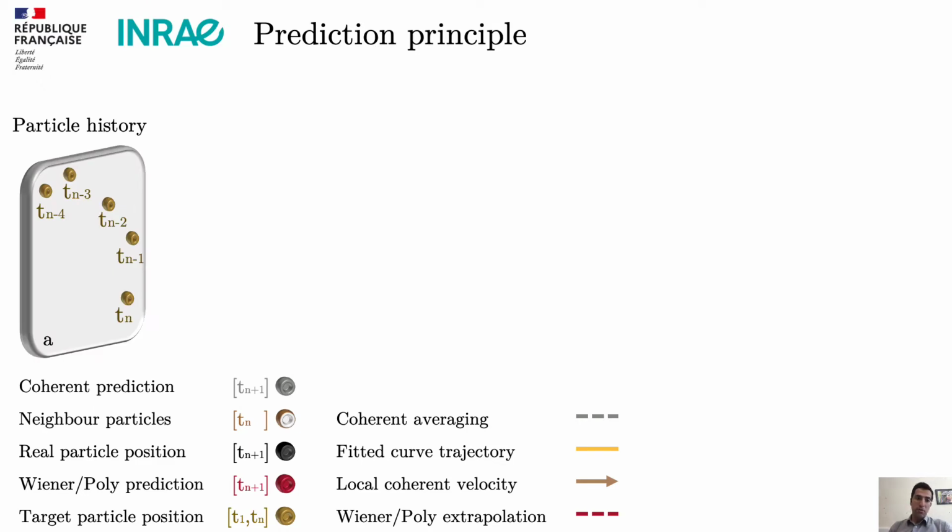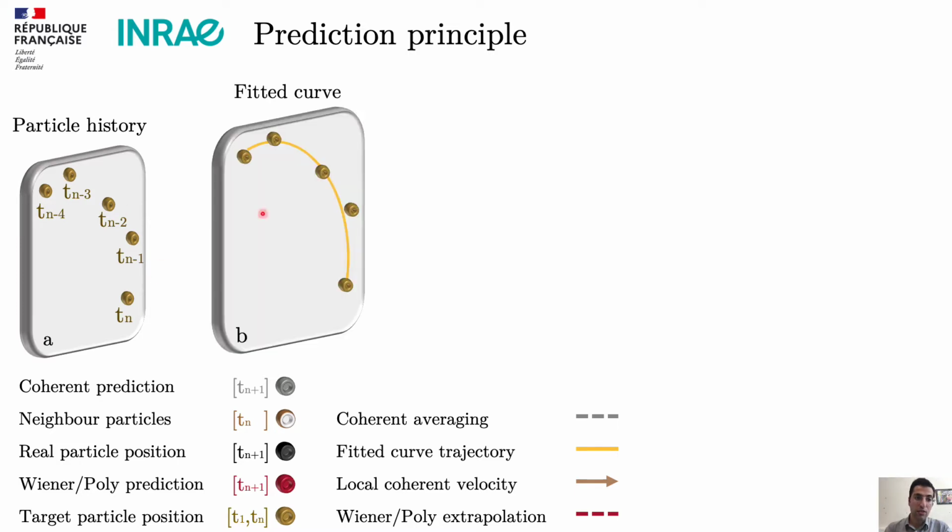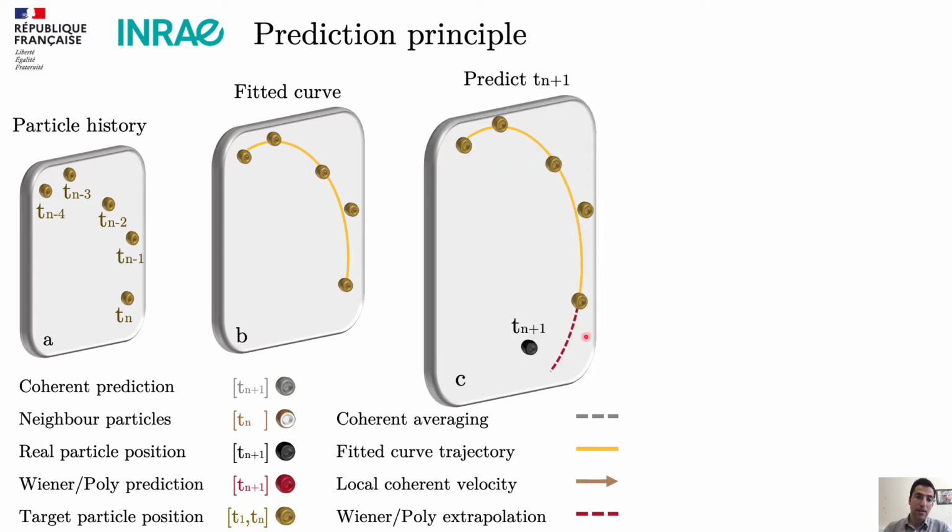The prediction principle: let's assume we have a couple of particle position histories. Here we have 5. Then you fit a curve over these known positions to extrapolate the next possible position. Then optimization tries to optimize this discrepancy in order to find the true position.